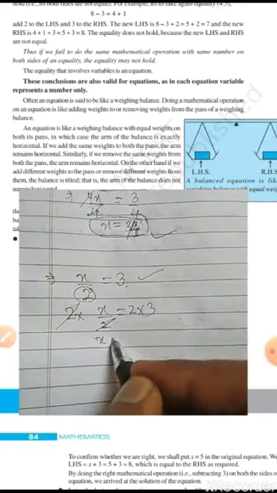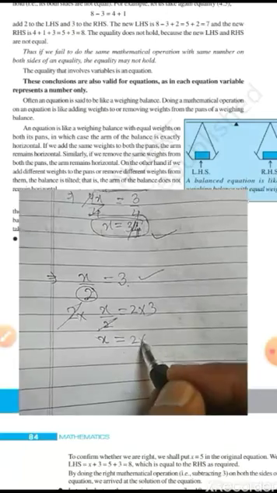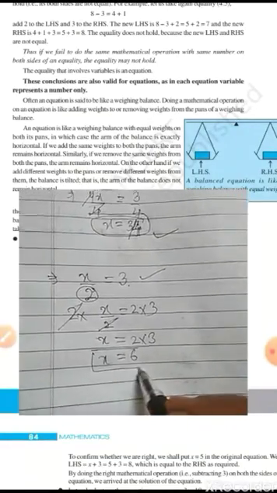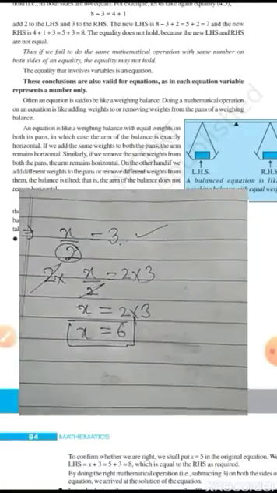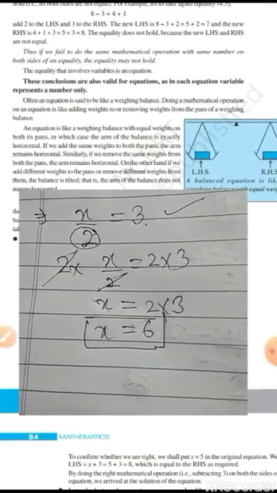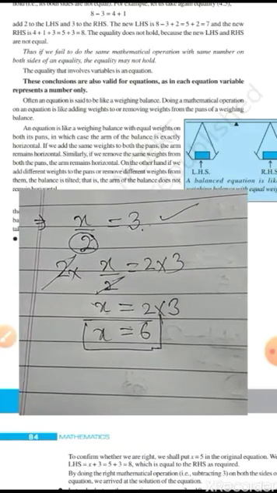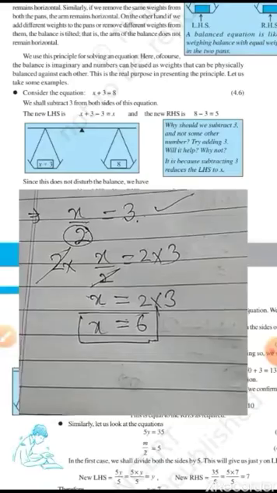अब यहाँ पे क्या बचेगा, x बचेगा. So x is equal to 2 into 3, so 6. x is equal to 6. Okay, so in solving an equation we have to follow this step to find the value of variable, to find the solution of the equation.